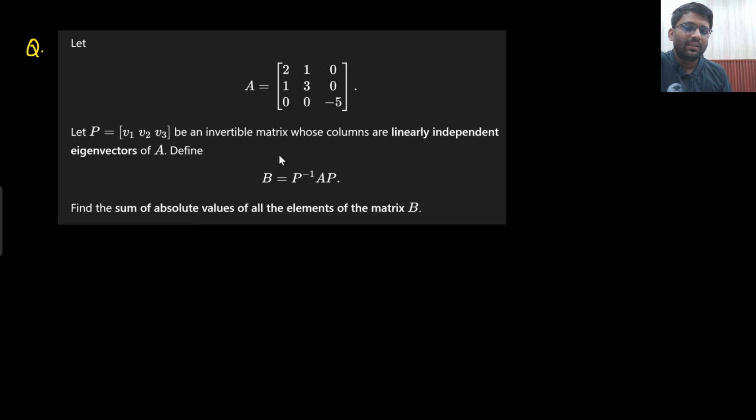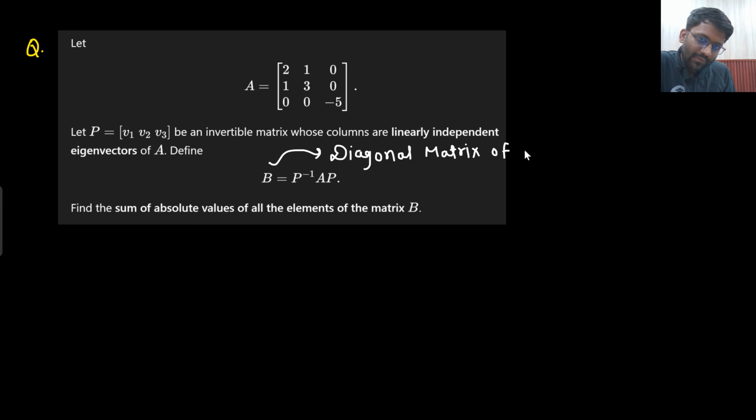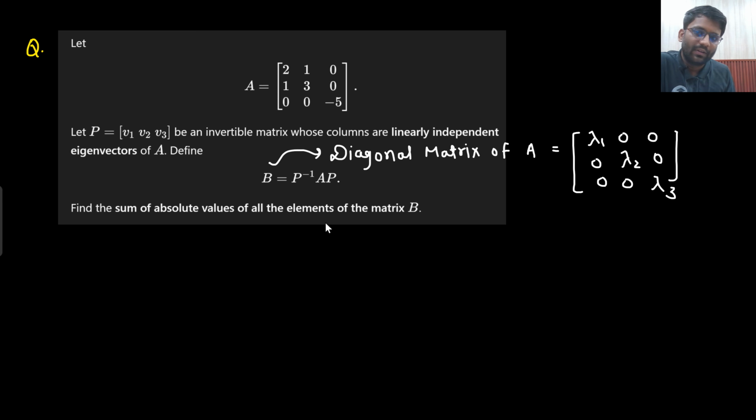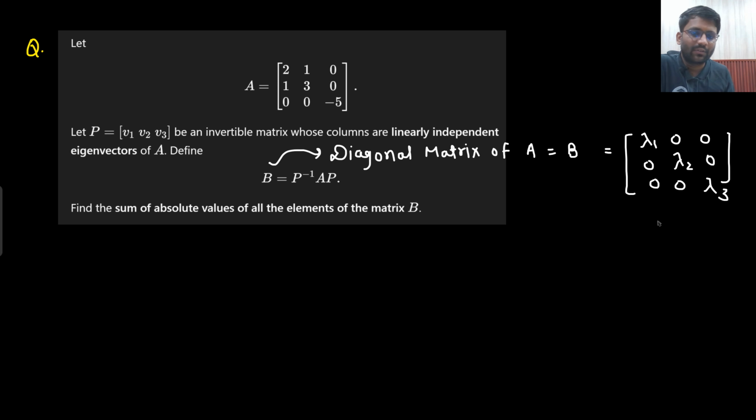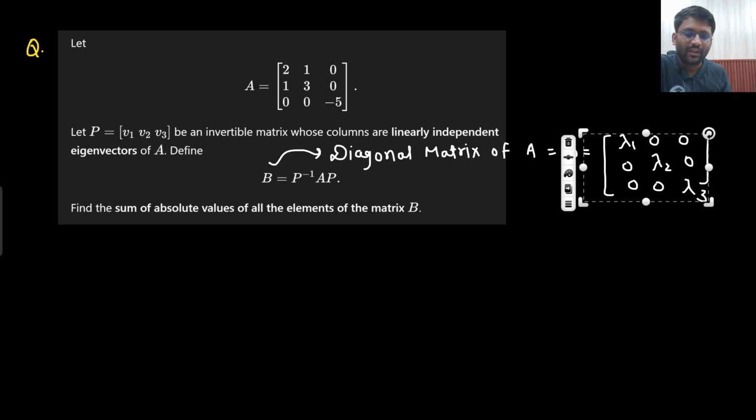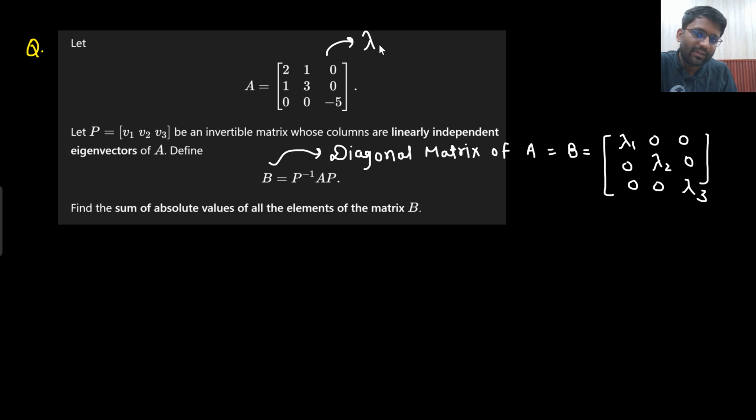Okay, so what is B? B is nothing but the diagonal matrix of A, and it will look like this. It will have an eigenvalue, an eigenvalue, and an eigenvalue on the diagonal. This is your B. I am talking about the diagonal matrix of A, which is matrix B. This is not your matrix A. So lambda 1, lambda 2, lambda 3 are the eigenvalues of A. Is that correct? Right, because this is the form.